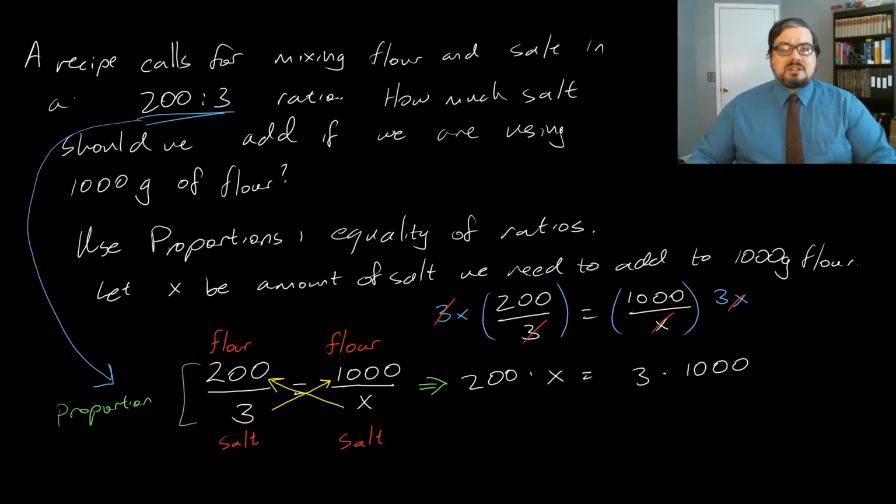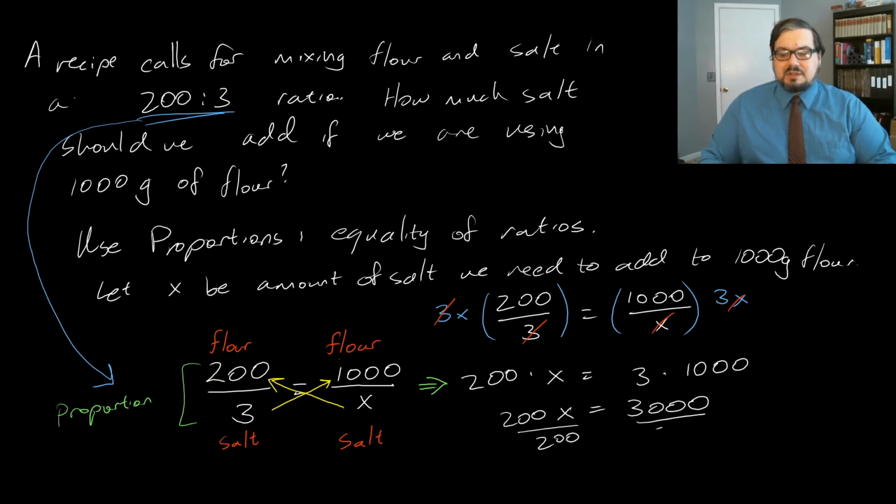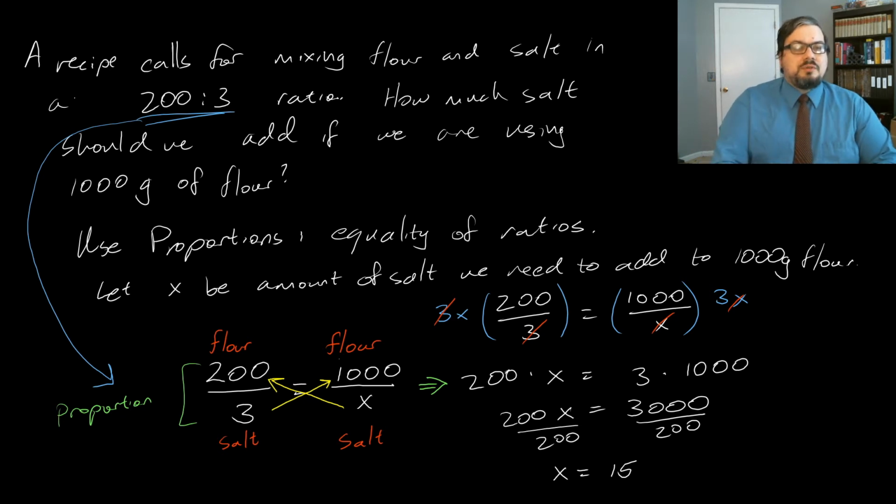I do think it's important to keep in mind that this is just a shortcut for the process that we did above this line, where we're just multiplying both sides by both denominators. Of course, once we have this, then we are good to go, because now we get 200x is equal to 3,000, and we divide both sides by 200, so we get x equals 15. So that means that our answer is 15 grams of salt.